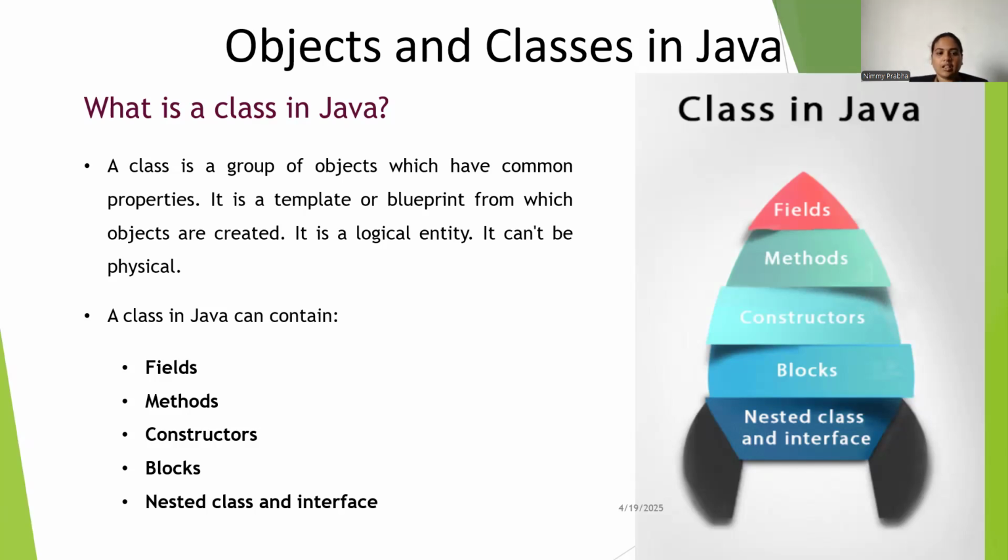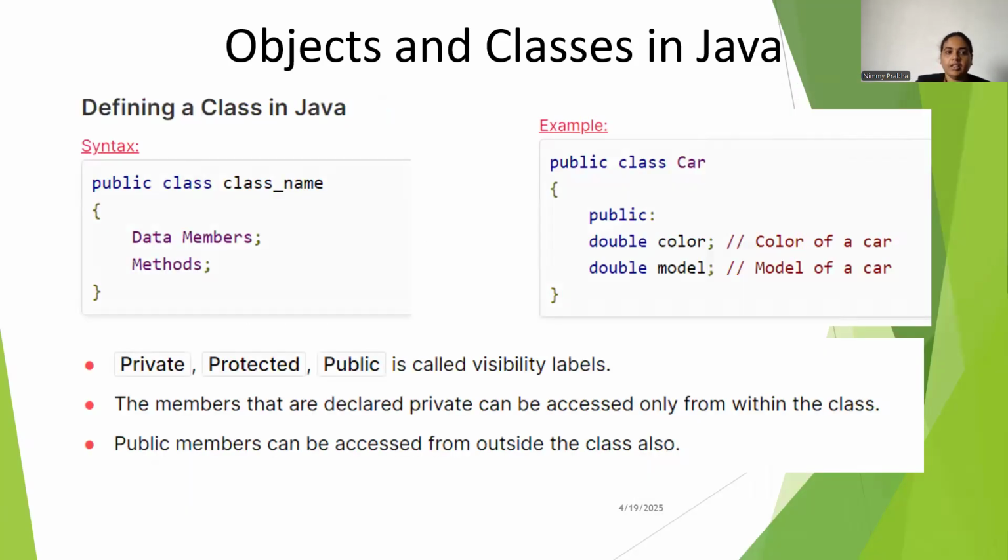A class in Java can contain fields, methods, constructors, blocks, nested classes, and interfaces. So many things we can add in our classes. Objects, constructors, methods, blocks and interfaces, all these things we will discuss later. So defining what a class is, this is the syntax for the class.